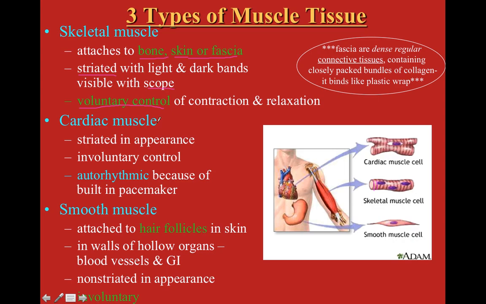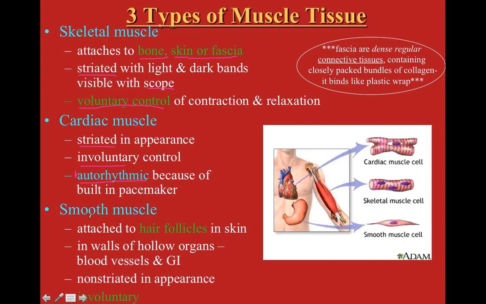Next type of muscle is cardiac muscle. Cardiac muscle is striated as well, which means it's striped. We can see those striations over here. It's involuntary control, which means our heart beats without us thinking about it. That's a good thing. We don't want to have to stop and think about making our heart beat. And it's autorhythmic because of a built-in pacemaker. Our autonomic nervous system is functioning to work our heart at a certain pace or frequency, so it beats at a certain rate.